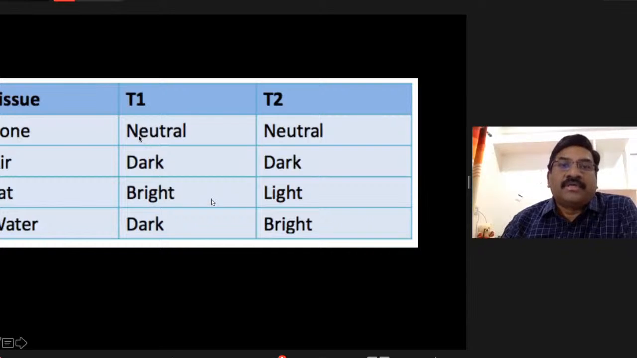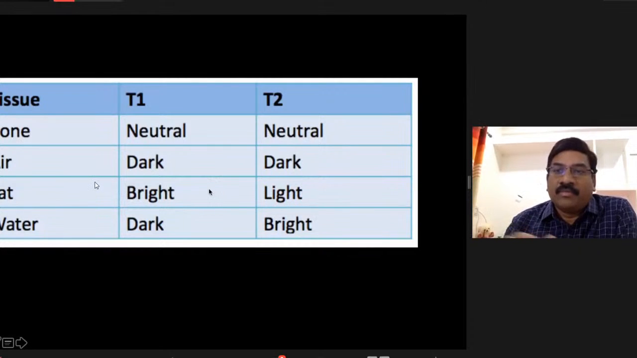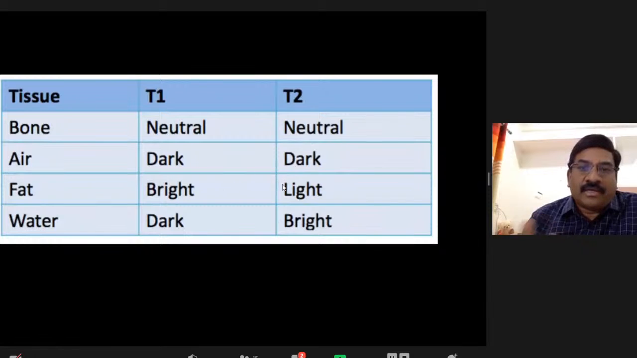Bone appears neutral in both T1 and T2. Air is dark on both the sequences. The fat is bright on T1 and a little lighter on T2, so it is very difficult. Most of the time they appear more or less the same. The water is dark on T1. This is a very important one. So water, meaning the CSF or the abscess, is dark on T1 and it is bright on T2.